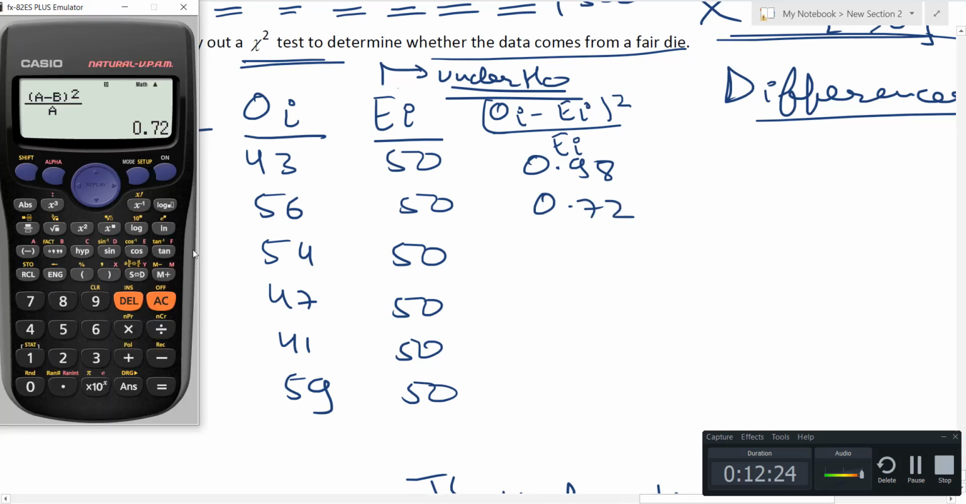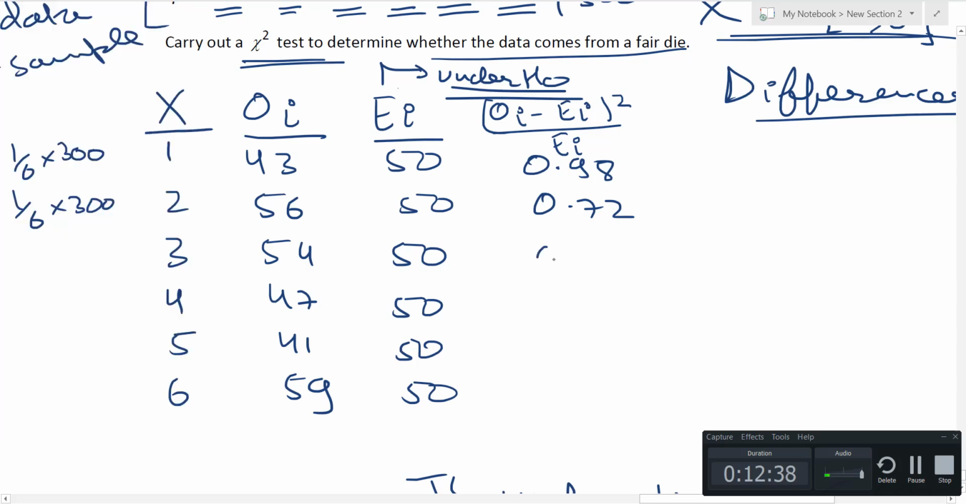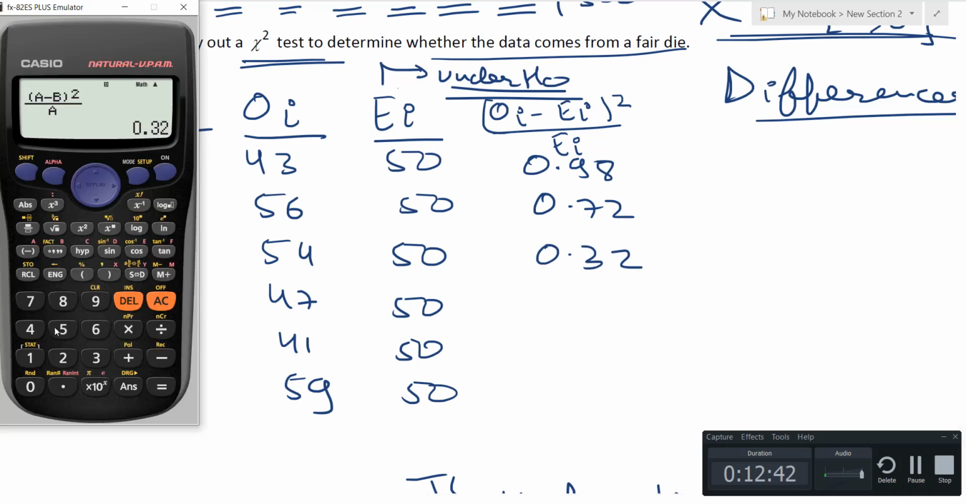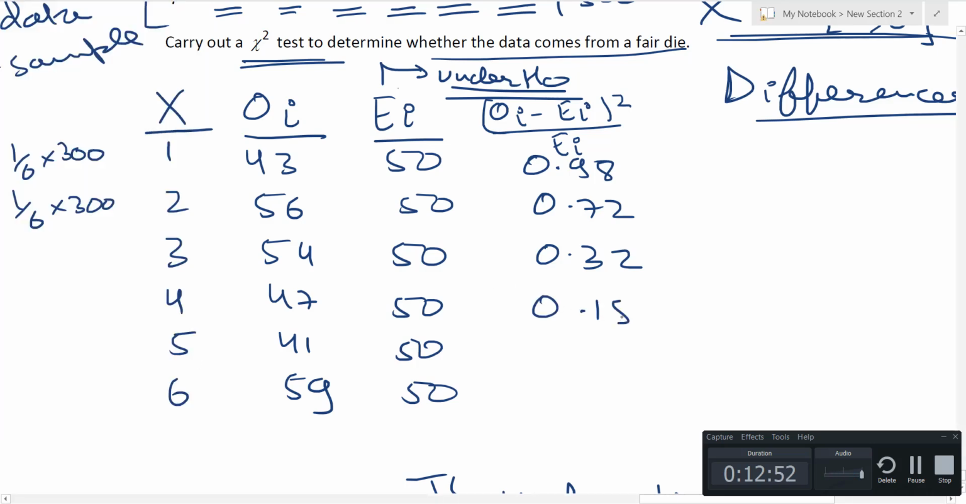Now I need to change the value of B again. 54 I'll change, shift store to B. Now again 54 is stored in B. Now I just press the up button and press equal to get the value. This is 0.32. Again 47, shift store to B. This value is changed. You take this, press equal to, 9 by 50, 0.18.